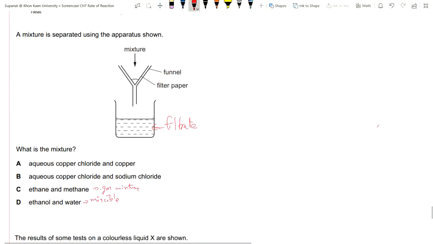Right? So here it's going to be aqueous copper chloride and copper, because after we filter, the copper residue will be deposited on the filter paper, and then we get the filtrate, which is the copper chloride solution. Okay. The correct answer is A.